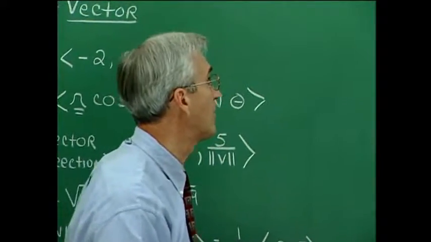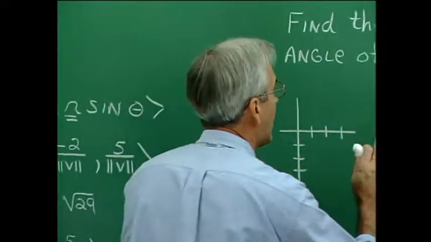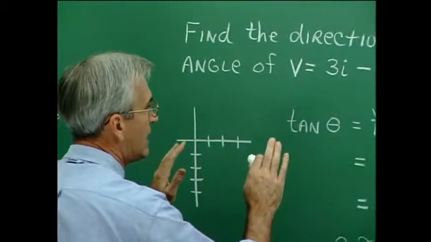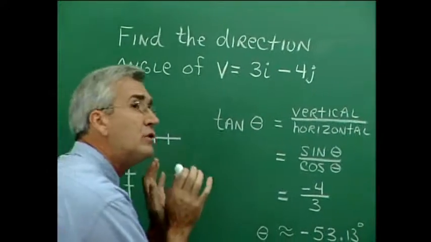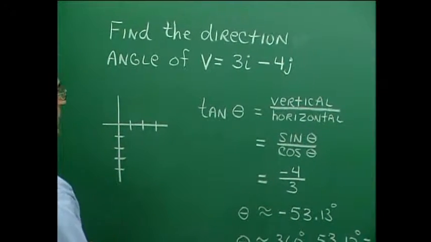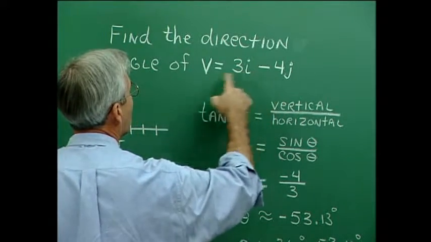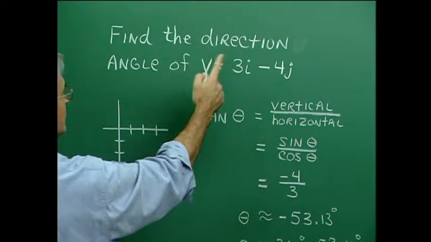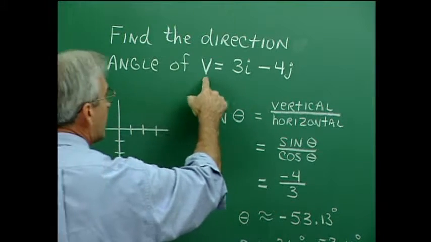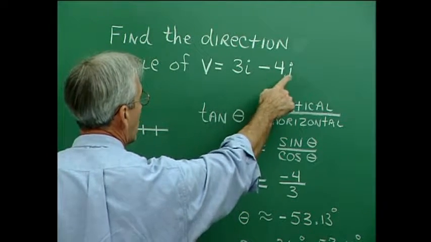Okay, consider this problem. I'm showing this problem because, once again, there is something that may be confusing here, but is consistent with what we've been talking about. And the possible confusion is the notation for the vector v. Let's just find the direction angle of v equals 3i minus 4j.